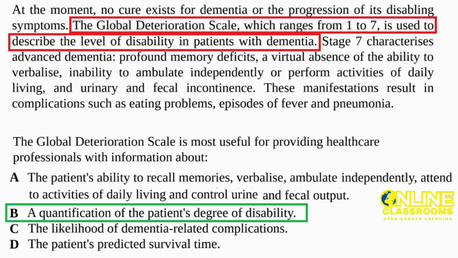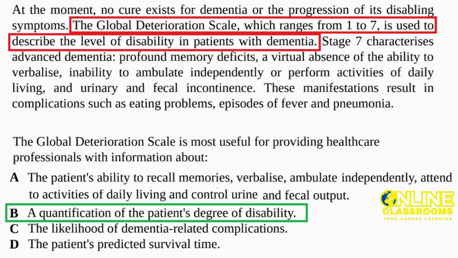A. The patient's ability to recall memories, verbalize, ambulate independently, attend to activities of daily living and control urine and fecal output. This option is not entirely correct. While the paragraph does describe the symptoms associated with advanced dementia in Stage 7, it doesn't explicitly state that the Global Deterioration Scale provides information about the patient's ability to recall memories, verbalize, ambulate independently, attend to daily activities, and control urinary and fecal output. The paragraph discusses these symptoms but doesn't connect them directly to the scale's purpose.